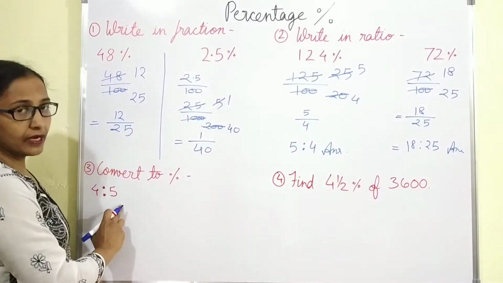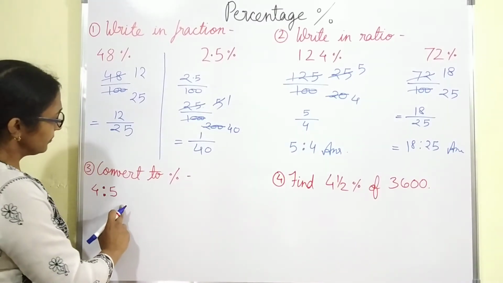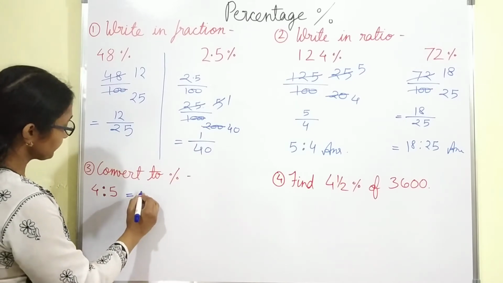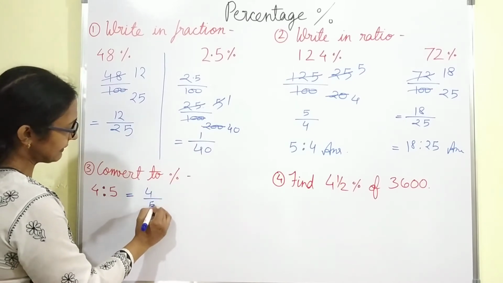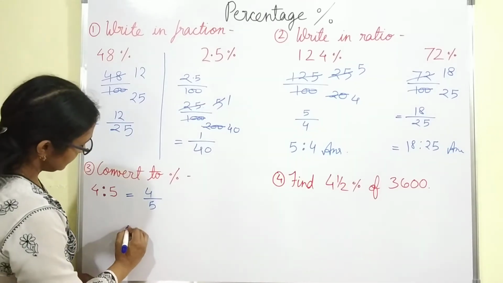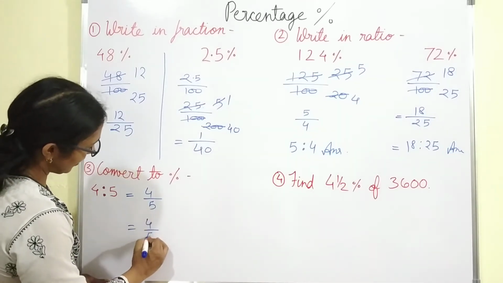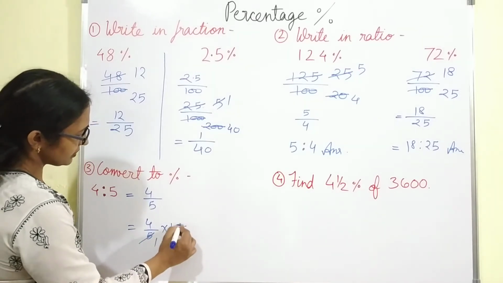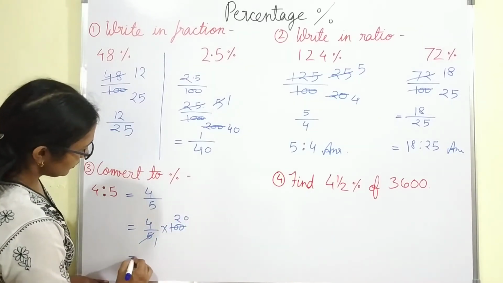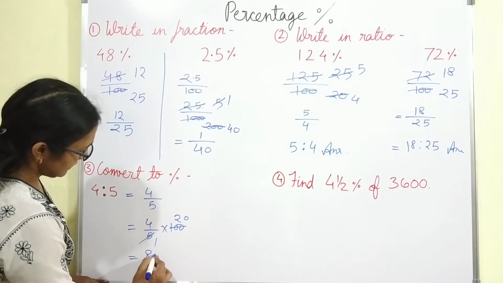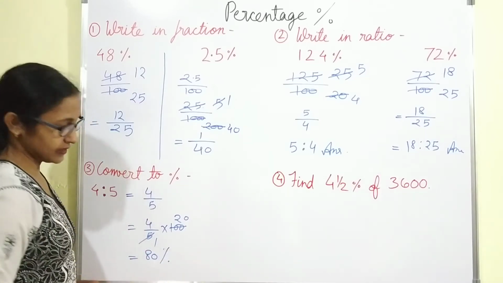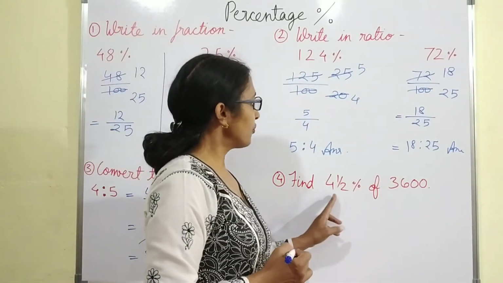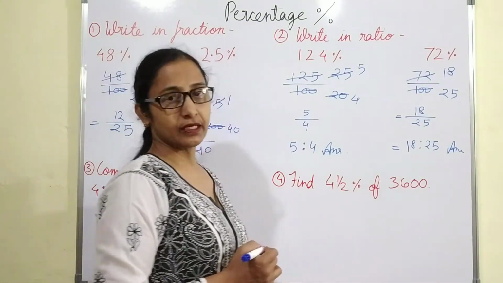Now, the next question is convert into percentage. A fraction is given and you have to convert it into percentage. 4:5. So you can write it as 4/5. So 4/5 into 100%. 5 20s are 100, 4 20s are 80. So 80%.